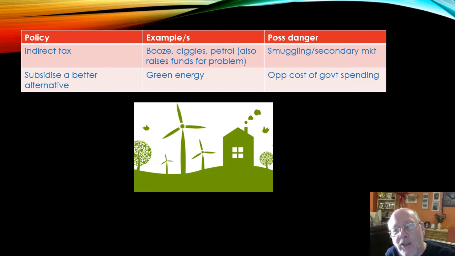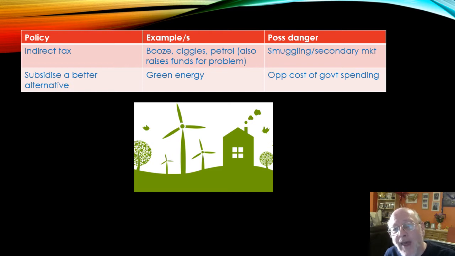Another market measure, this time to try to reduce demand, is by subsidising a better alternative, for example, green energy. If we subsidise green energy, that makes it cheaper. Consumers are going to buy more green energy, which means they're going to buy less carbon-based energy.